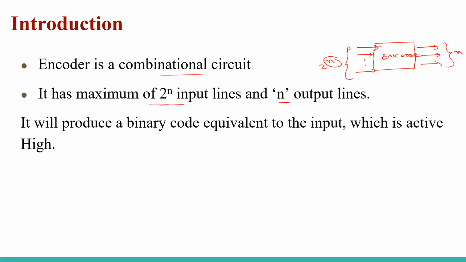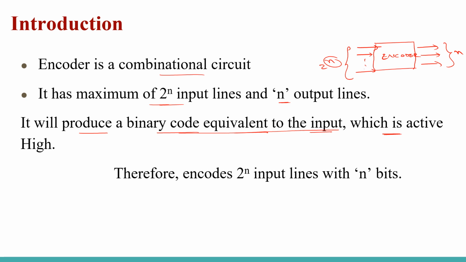The function of the encoder is that it will produce a binary code equivalent to the input, which is active high. We will go into detail about that concept. Therefore, it encodes 2 power n input lines with n bits. So that is the introduction part of the encoder.